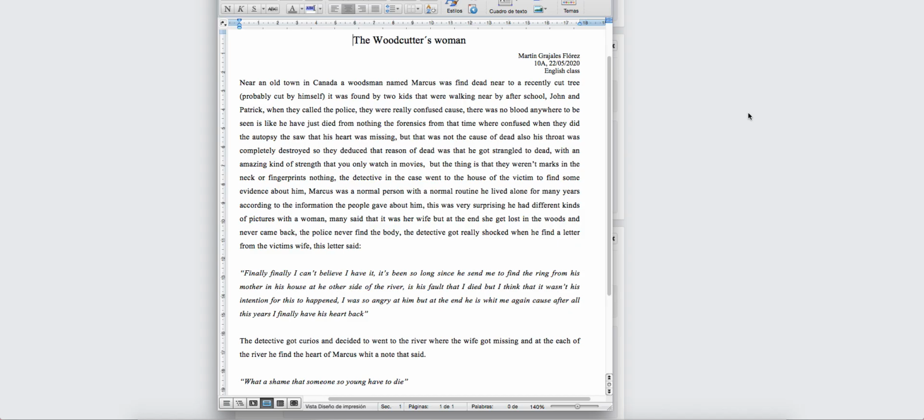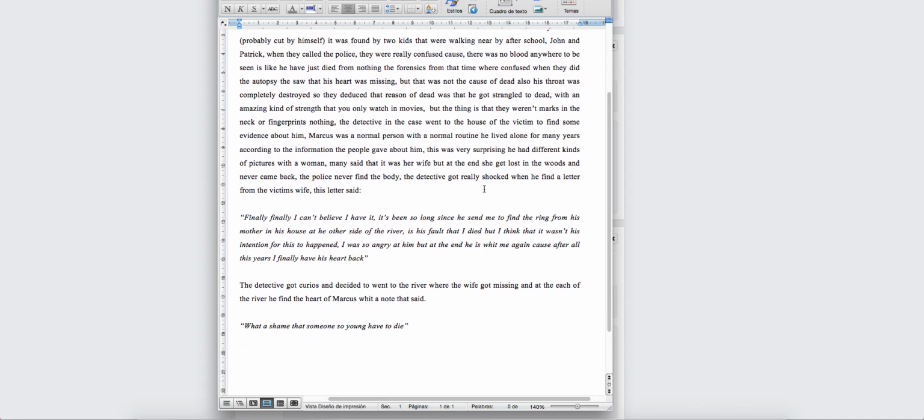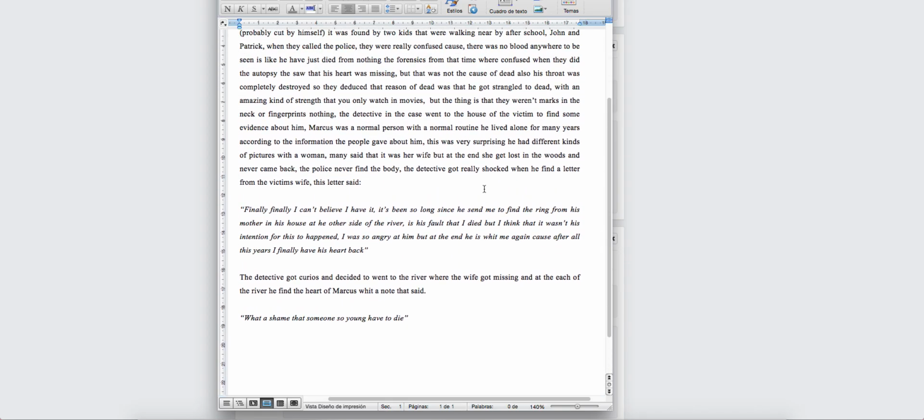The detective was really shocked when he read this, because the woman who was missing wrote it. So the detective went to the place, and according to her, the love died. In his life, he didn't see much but a letter to the hearts the woodsman needed. In the letter it said, what a shame that someone so young had to die. Okay, that's a nice story.